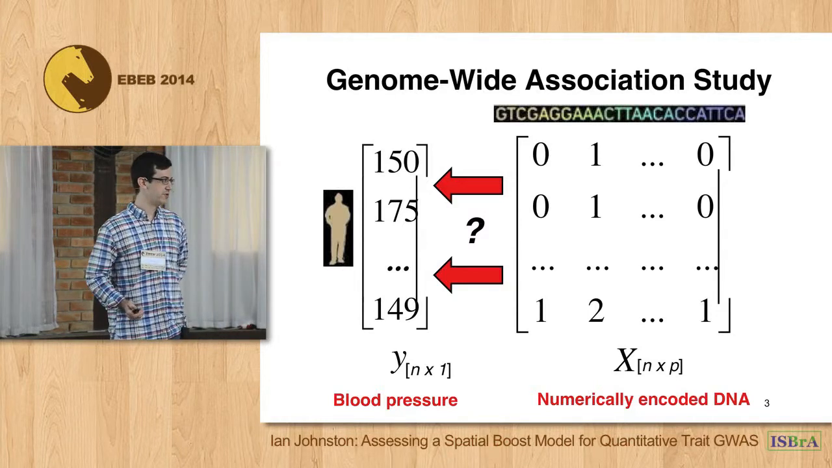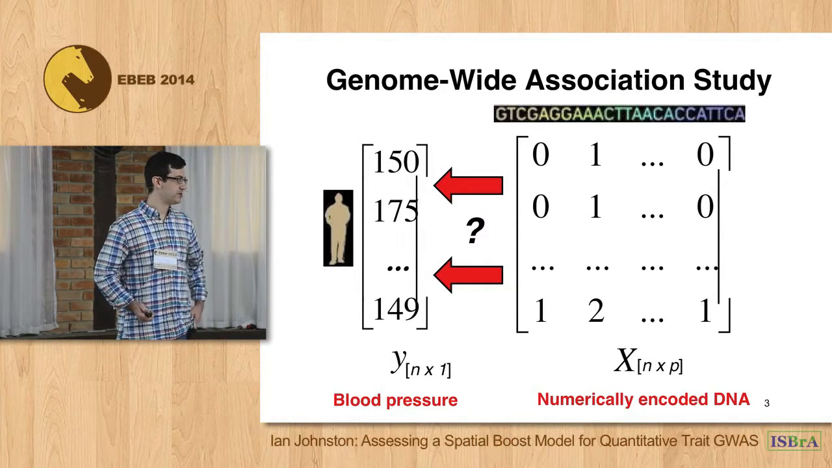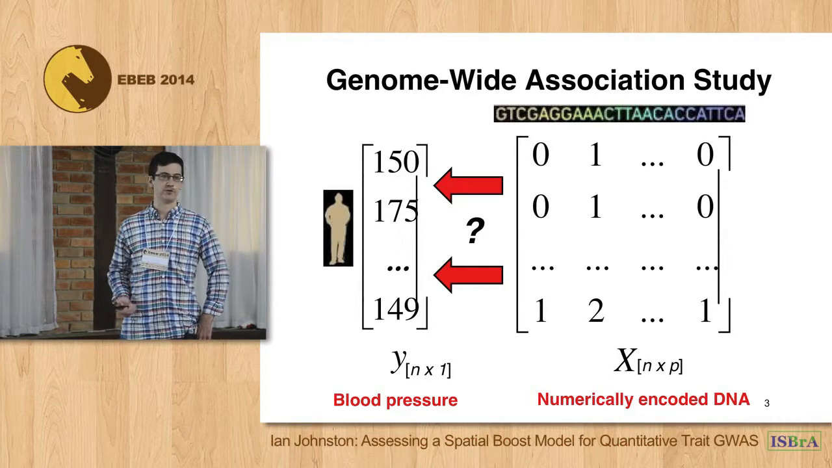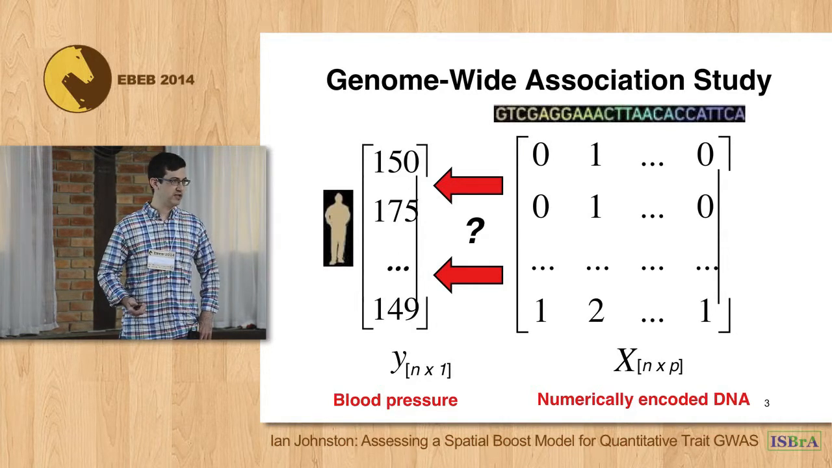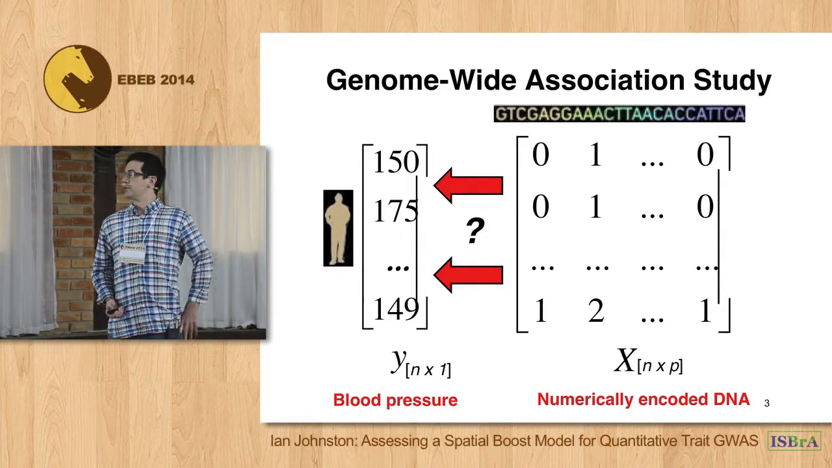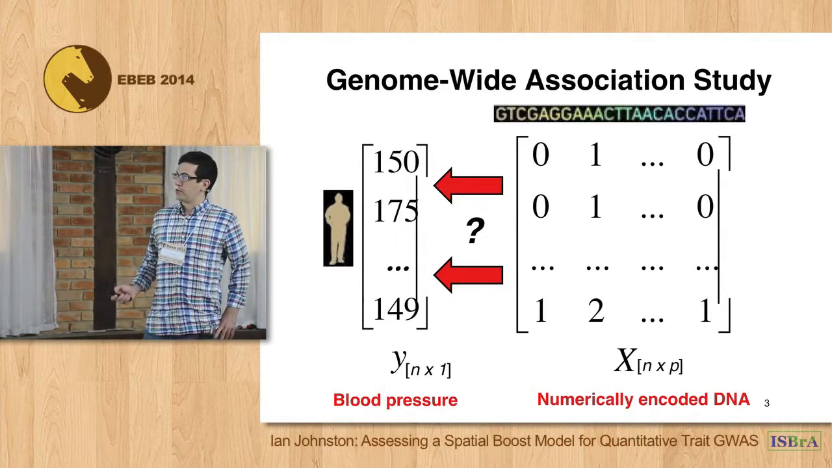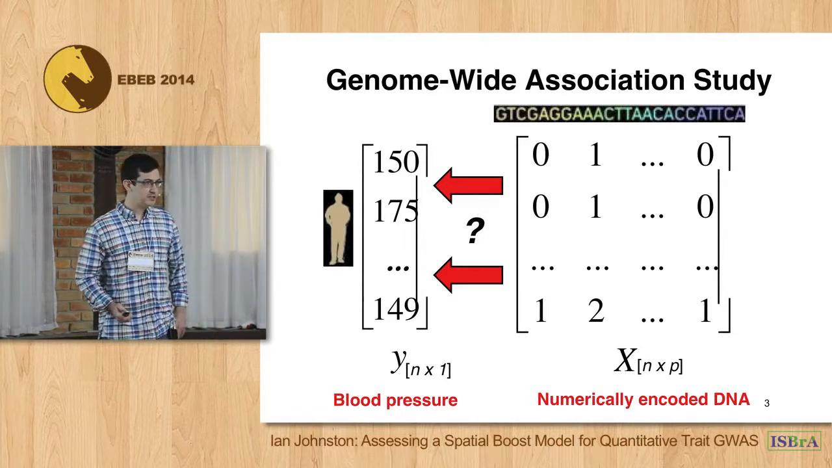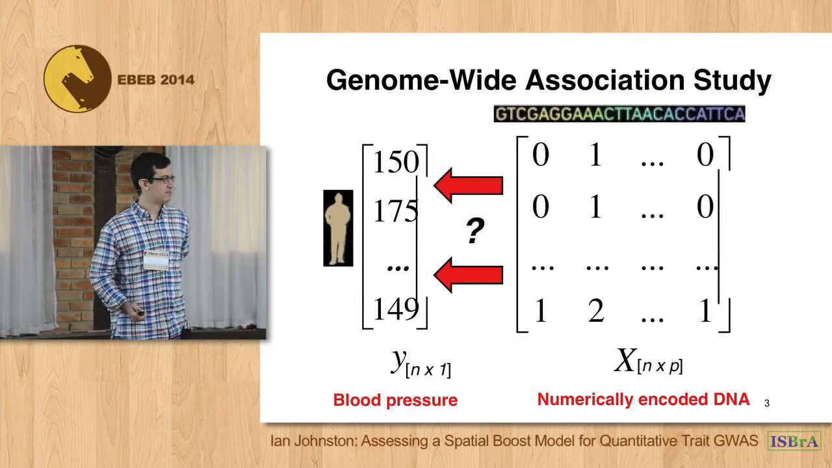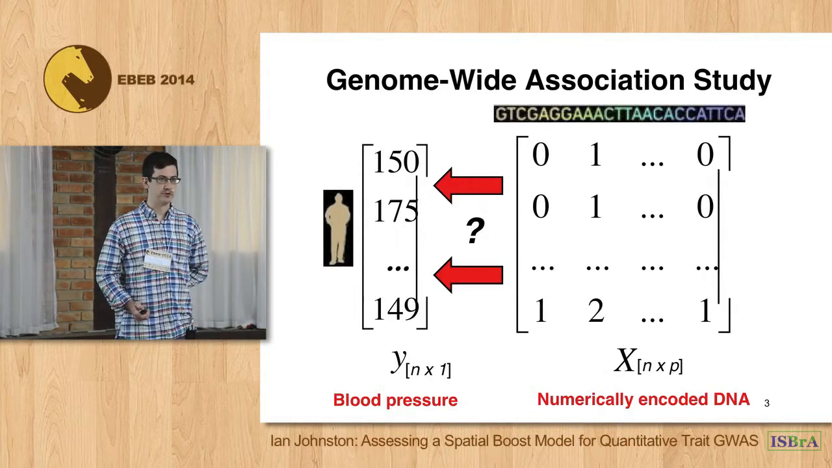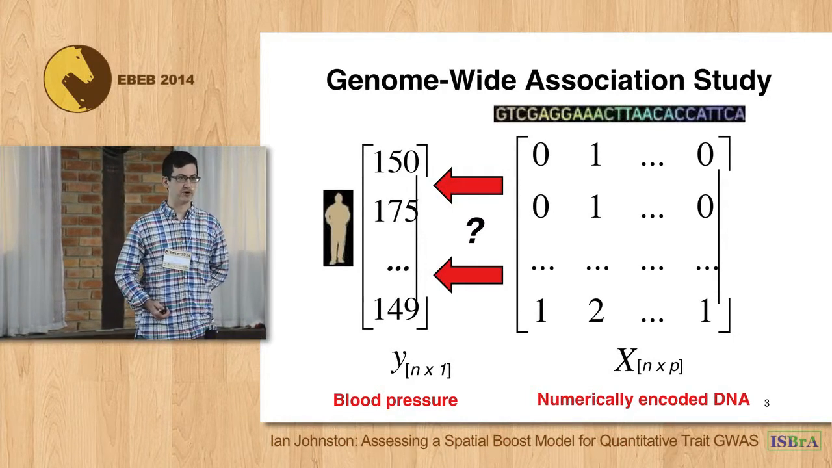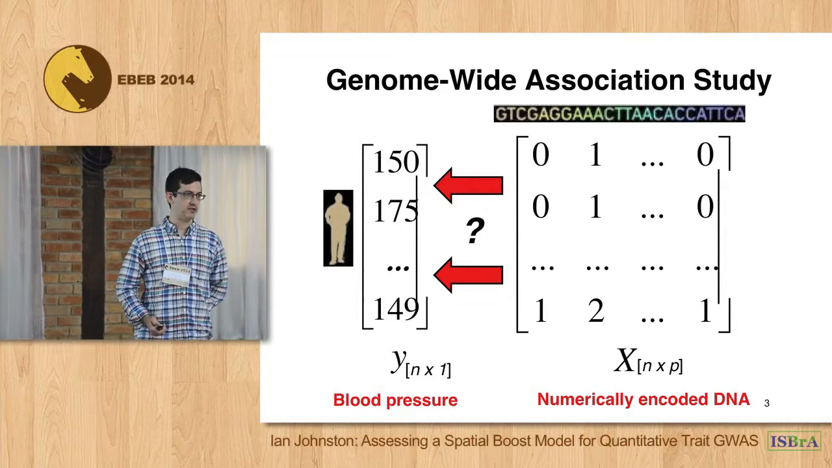For us, since we're doing quantitative trait GWAS, we're interested in quantitative traits like blood pressure or body mass index or birth weight, things like this. So these numerically encoded pieces of DNA I'll call variants. If you're familiar with this problem, you may have heard the term single nucleotide polymorphism or SNP. They have a lot of different names, genetic markers. I'll stick to variants for now, though.